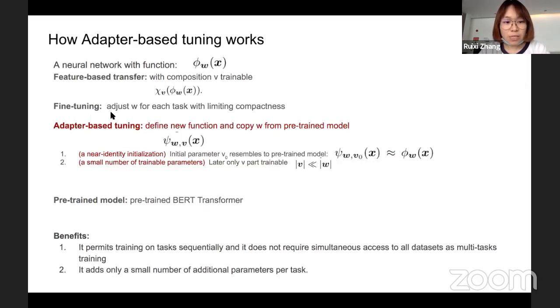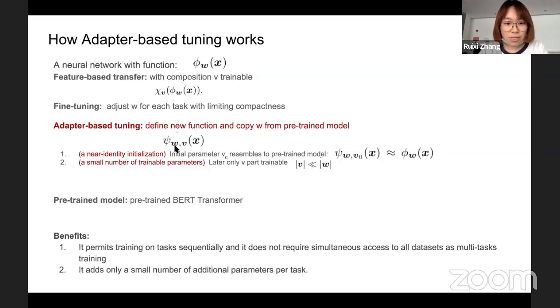For the fine-tuning one, we adjust the W inside. We initialize the weights from the pre-trained models and then just adjust them for each task. But for adapter-based training, we define a new function here, which has the psi.